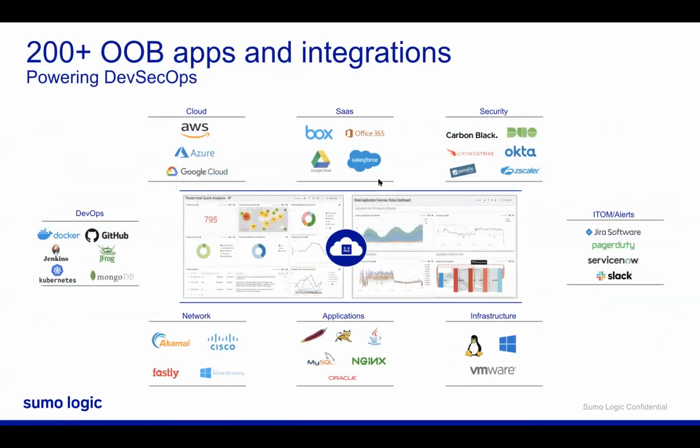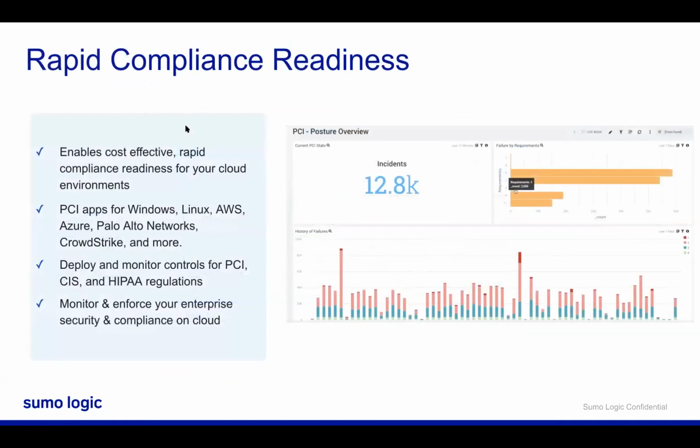We talked about it, so I'll just skip this slide, which is more about how well we are integrated. To give you just a bit, we have 200 plus or maybe more out of the box applications and integrations, which can be readily used by you. Then we talk about compliance readiness. These are all out of the box apps which you can quickly deploy after you ingest the data into Sumo Logic, and this gives you a much faster time to value, right?